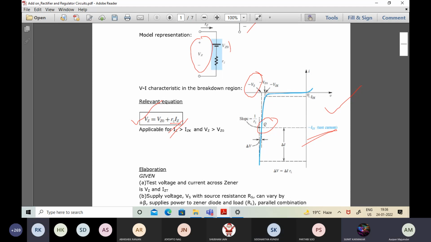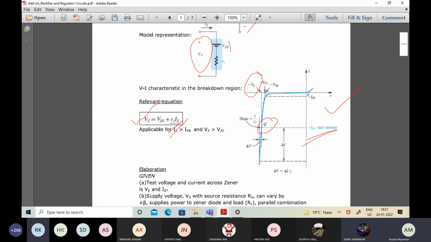Let us continue therefore. Sir, can I call VZ naught the threshold voltage for a Zener diode? Yes, we could have said threshold voltage, but we normally don't call it that. By threshold voltage, what we mean is the onset voltage for current conduction in the forward bias.